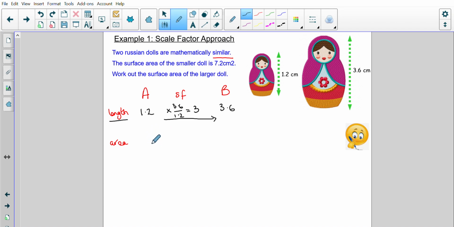So moving on to the areas, my area in shape A is 7.2, but I need to remember that my area scale factor is not 3, but it's 3 squared, which is 9. So to find my surface area of shape B, then I need to do 7.2 times 9, which gives me 64.8 centimetres squared. And that was shape A, and the bigger one was shape B.